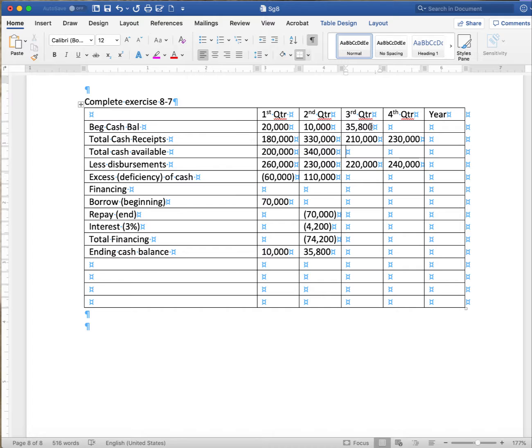That means total available for the third quarter is $245,800. I need to subtract out my disbursements. $245,800 minus $220,000 leaves me with $25,800. I do not need to finance anything because my excess cash, after I factor in what I took in and what I paid out, is $25,800. That's my ending cash balance.